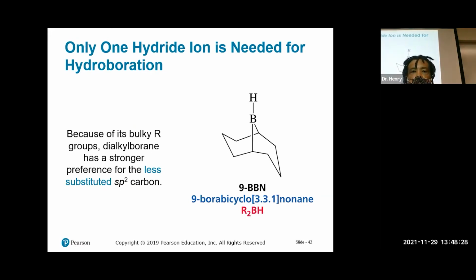Okay, questions, concerns? Okay. So only 1 hydride ion is going to be needed for hydroboration.